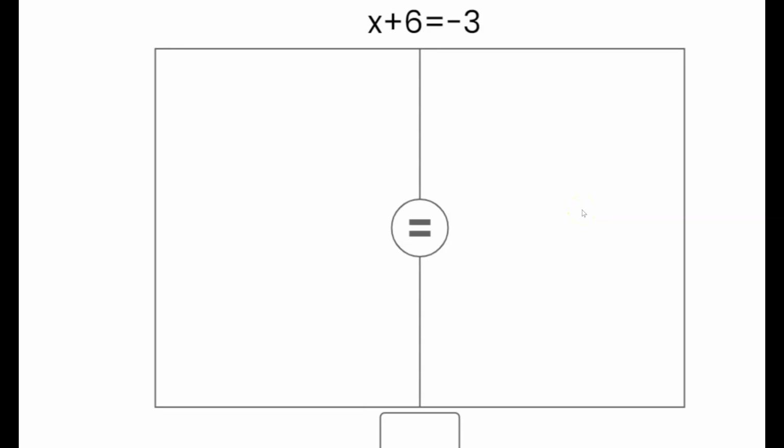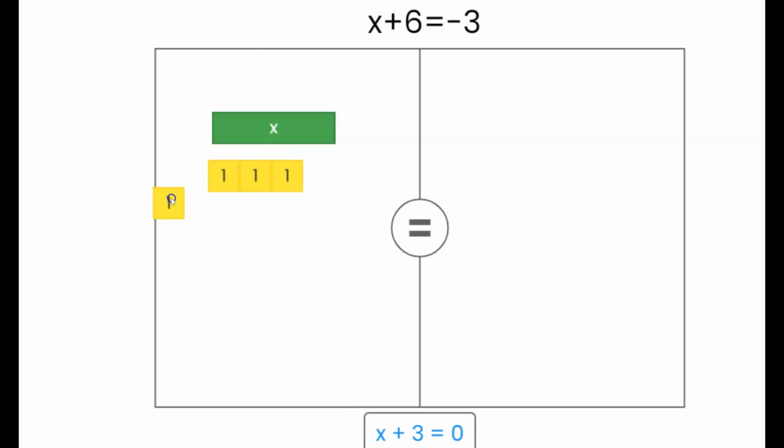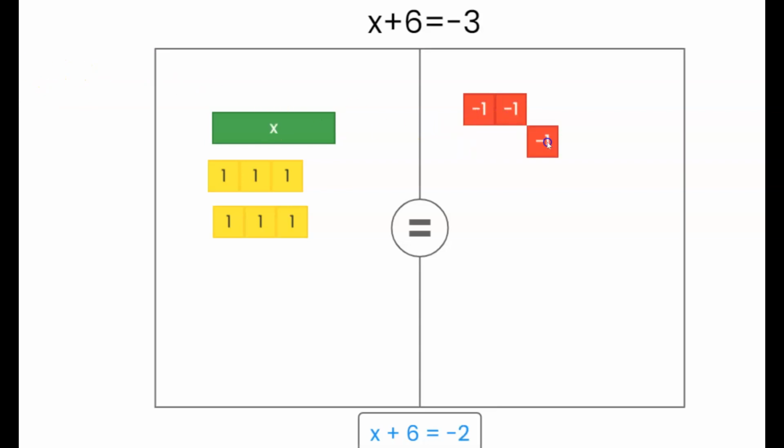Hello everyone, today we are going to solve the equation x plus 6 equals minus 3 using algebra tiles. So x plus 6, let's show that we have x which is positive and we have 6. So on the left hand side we have x plus 6 and on the right hand side we have negative 3. So we are going to put 3 negatives. Now the left hand side is equal to the right hand side.